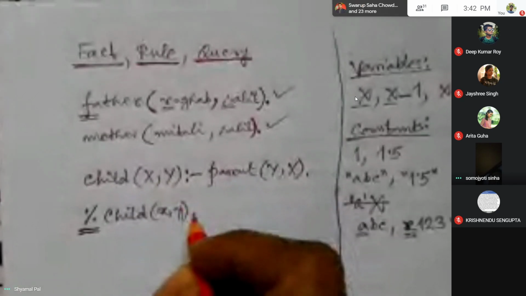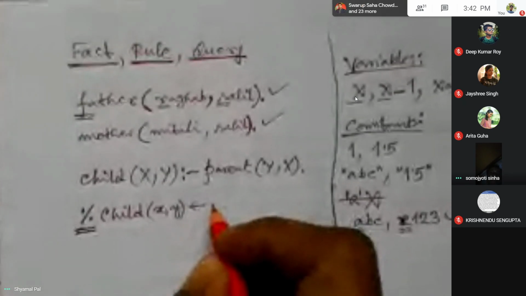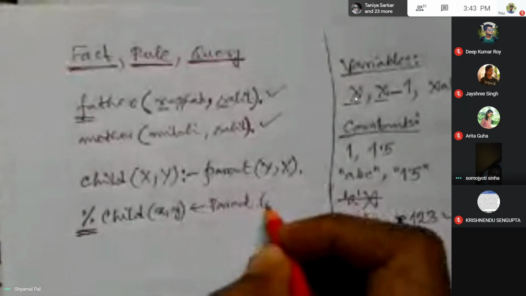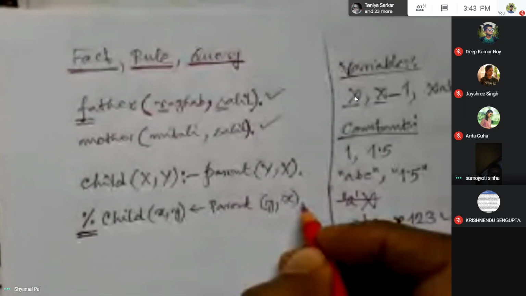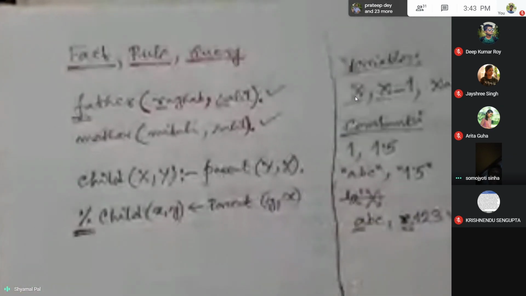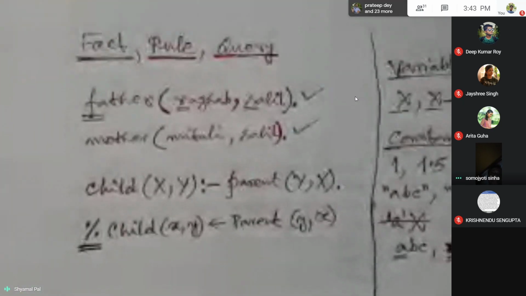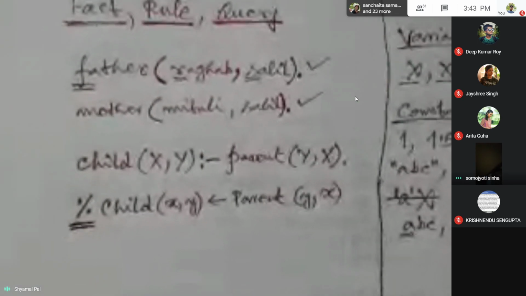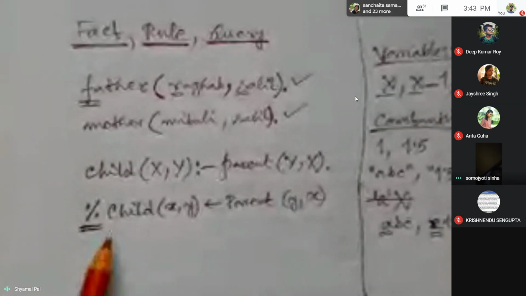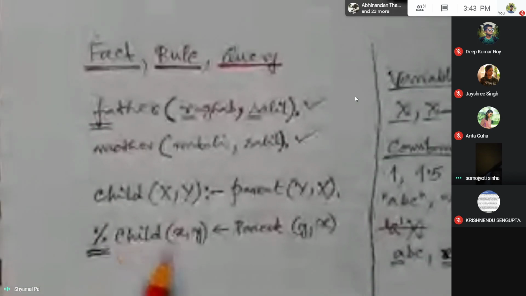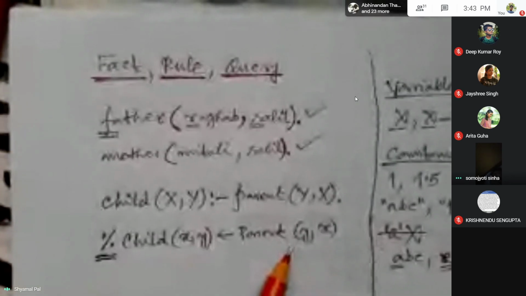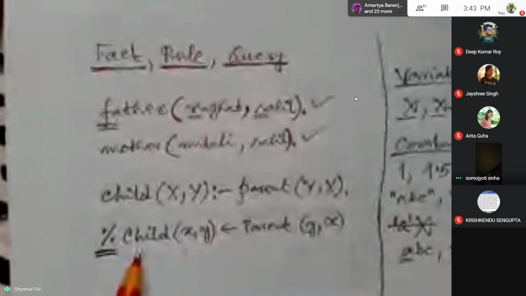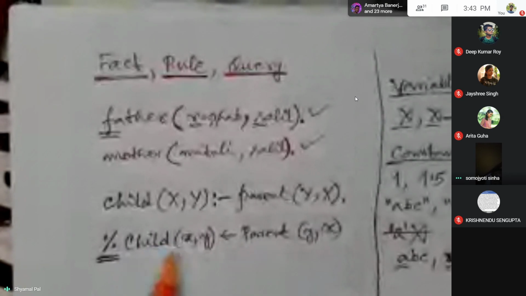Comma y, parent, then y comma x. Okay. Now look at the arrow. The arrow is in reverse direction. So that means what will be derived? Actually, if I'm executing this one, that is, if y is the parent of x, then x is the child of y. That is the meaning of this statement.